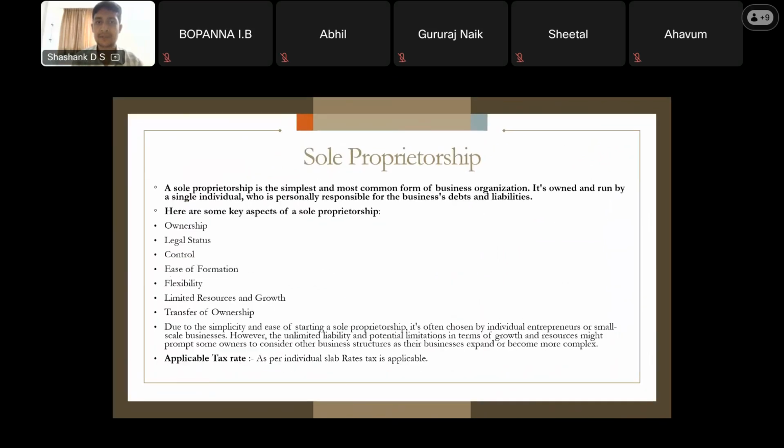Why one needs to choose sole proprietorship is because of sole ownership status and ease of formation, and the transfer of ownership is also very easy. When it comes to taxation, the individual slab rates applicable for the respective financial year would apply, and there are no special rates in terms of taxation.